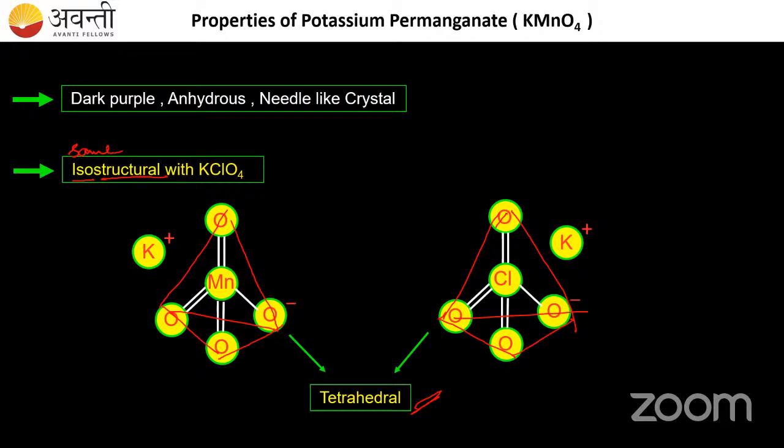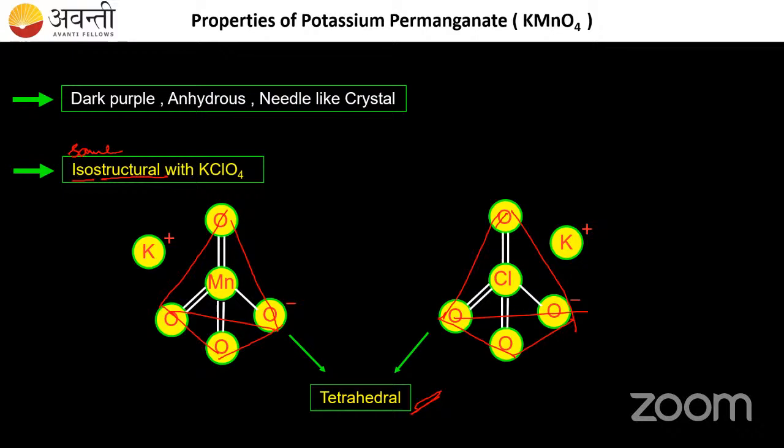All the points which we are discussing under KMnO4 are very important. Like K2Cr2O7, the KMnO4 properties, reactions, chemical properties, everything is important. Preparation is important. So don't skip, study all the points. Got it? So the third point is about solubility.